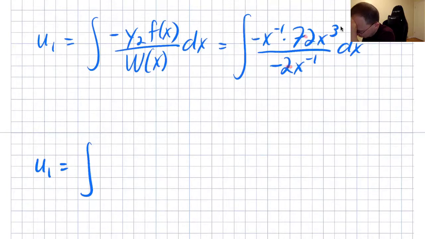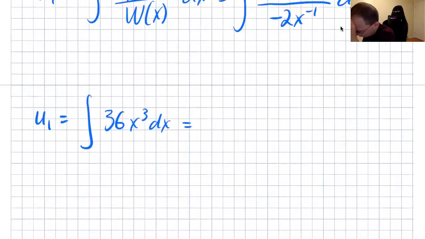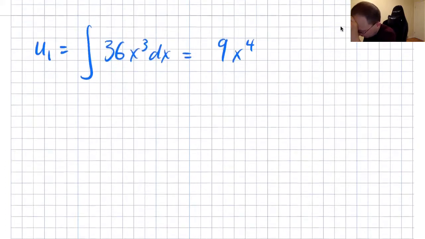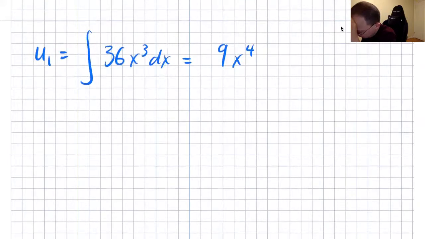72 divided by 2 is 36. And then this x inverse cancels that one. So we're left with actually a very simple integral. That will be x to the 4th, 9, I think. I think that's right. Okay, not bad. So there's u1.